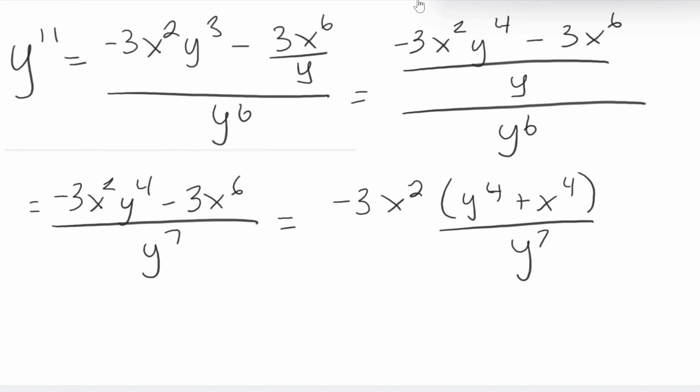The reason they did that, that's my original problem. My original problem was x to the 4th plus y to the 4th equals 16. Exactly. So they literally changed that to 16. So the final answer is negative 48 x squared over y.